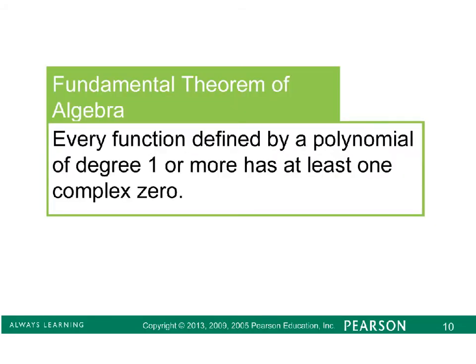All right, so here is something called the fundamental theorem of algebra, which states every function defined by a polynomial of degree 1 or more has at least one complex zero. This is very true. Don't just disregard this theorem. Take it to mean something.